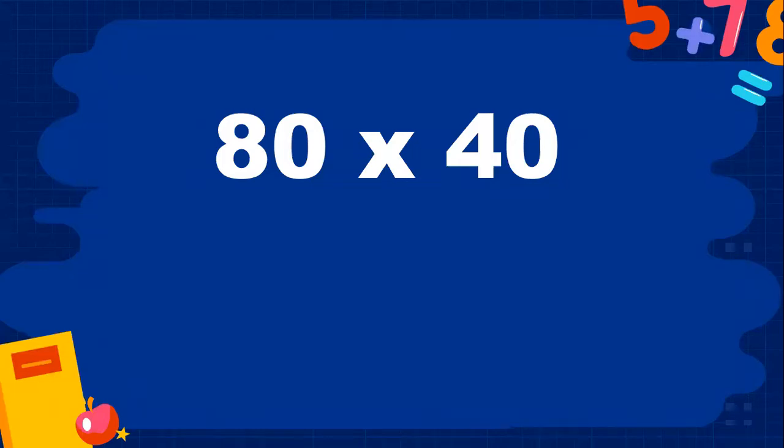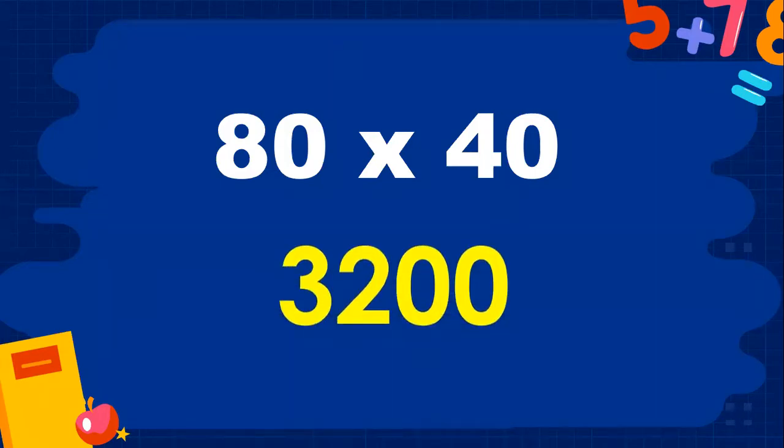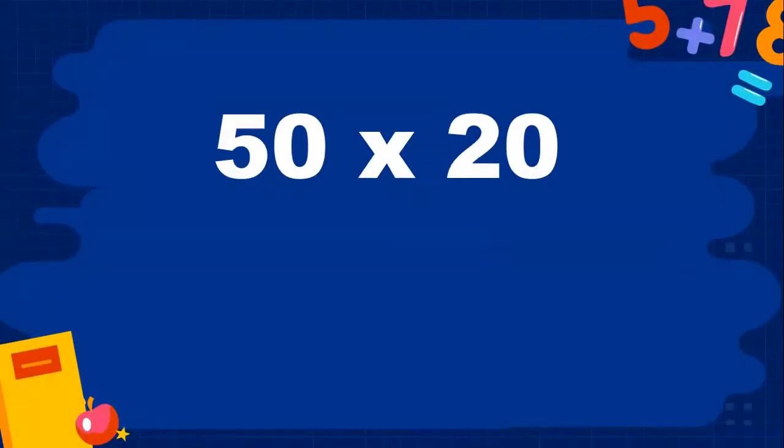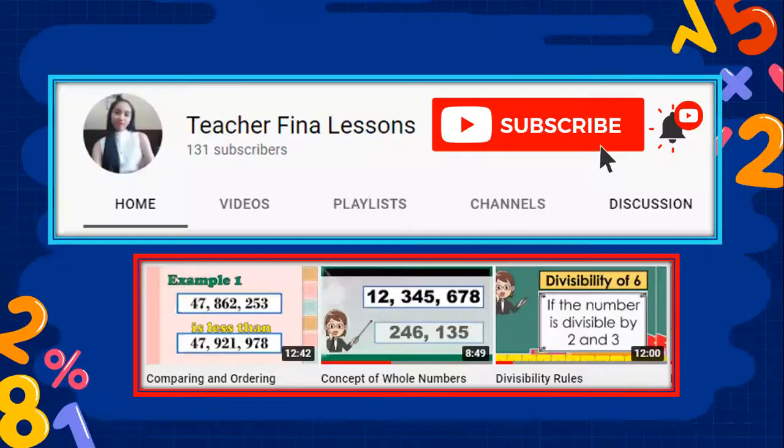Another, 80 times 40. So we're going to multiply the non-zero numbers, 8 times 4 is equal to 32, plus the 2 zeros, that is 3,200. Another one, 50 times 20. Multiply the non-zero numbers. We have 5 times 2 is 10 plus the 2 zeros, that is 1,000.